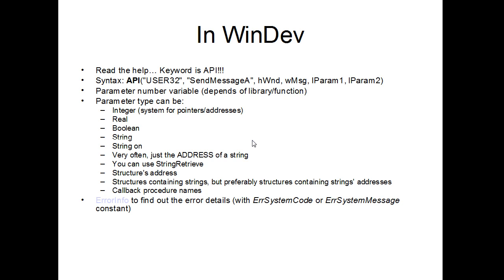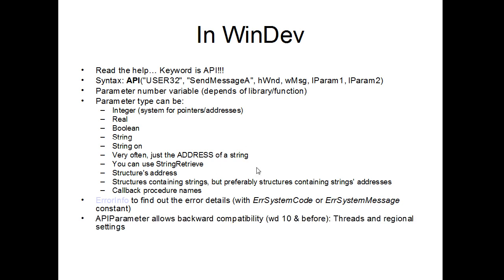Now there is also another function that is interesting. It's called API parameter, and it allows backward compatibility with the way the system was working in WinDev 10 and before. So it allows you to work with the new system or the old system. What are the different options?